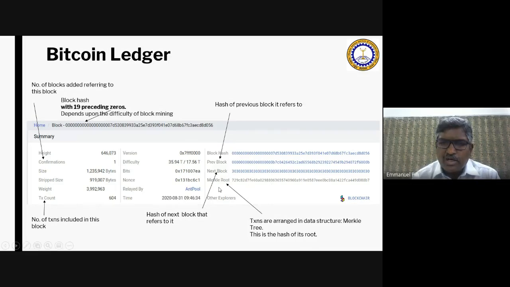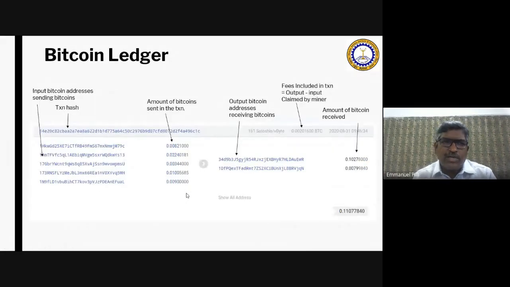And there is something called a Merkle root, of the transactions arranged in a data structure called a Merkle tree. This is the hash of its root. So this is the Merkle root hash. All these are included in the header, and the transactions are included. And the nonce is something which is to be calculated. And then who has created it? It was created by Ant pool. I'll explain what the pools are later. So this is how a ledger looks like.